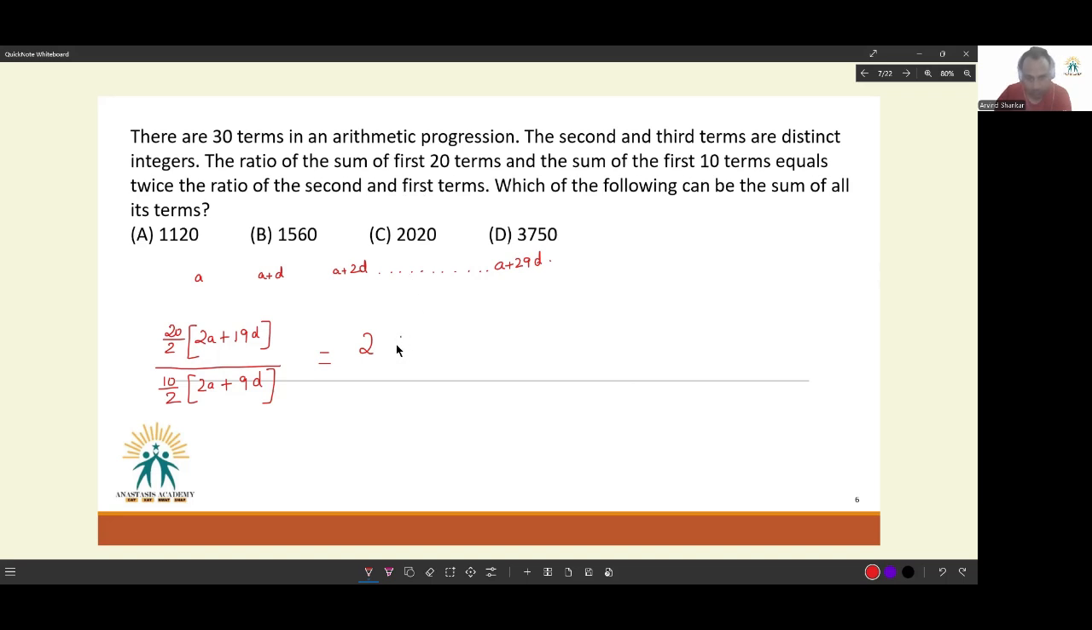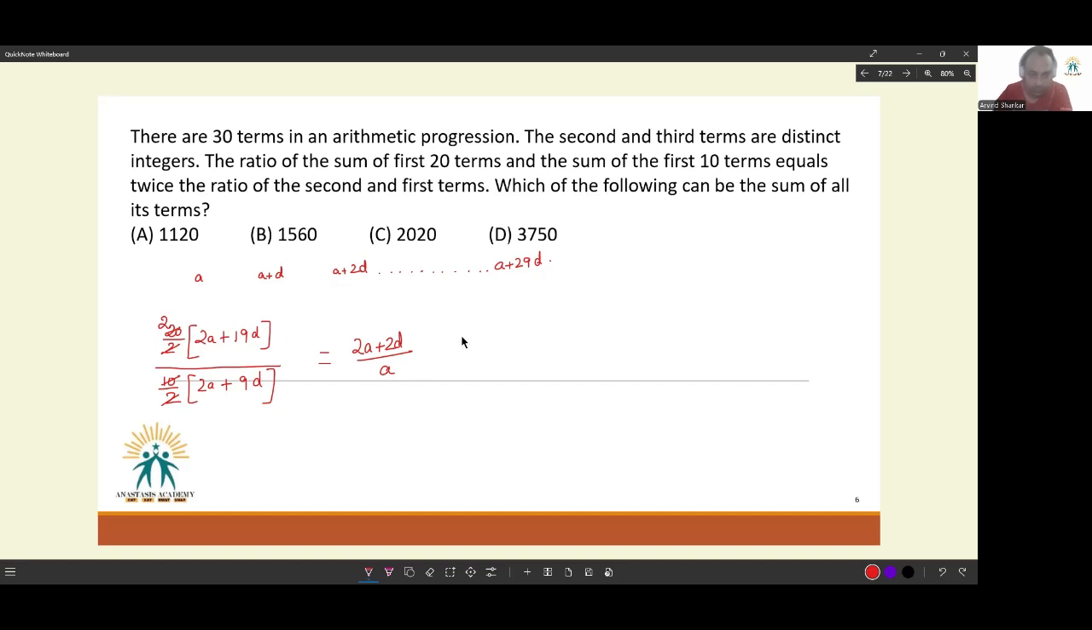Okay. So A plus 2D by A. Sorry, not A plus 2D. A plus D by A. Or let me not write it this way. Let me write it as 2a plus 2d by a. This will give me a relationship between a and d. I will cancel this, this, this, this, and get to 2.